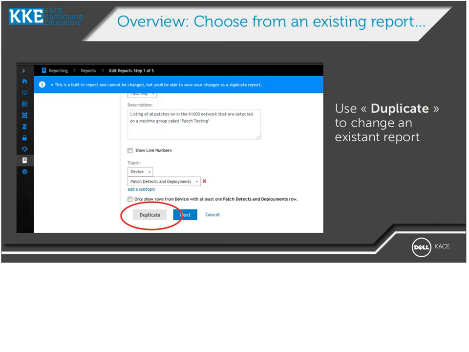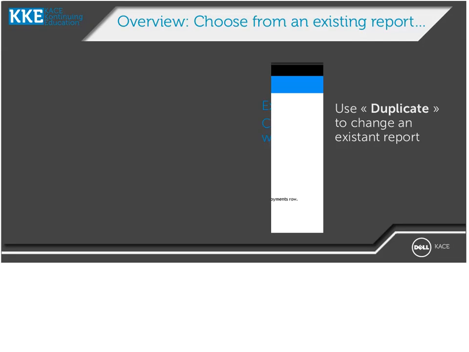If there's a report which comes from us by default, which is already in the K1000, and you would like to reuse it or change it, you can do that. By default, the report cannot be changed. We always recommend in the K1000 or K2000 to duplicate, and then you are able to edit and change some data in it.